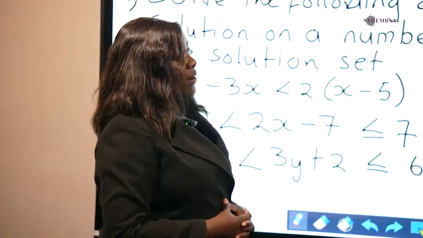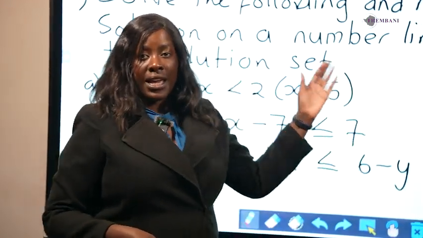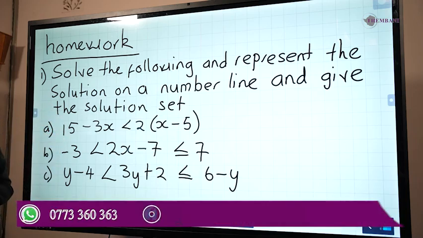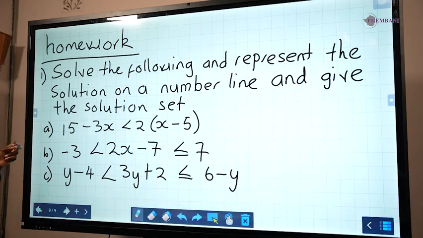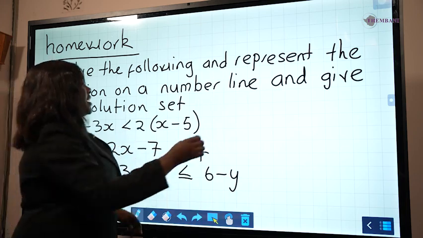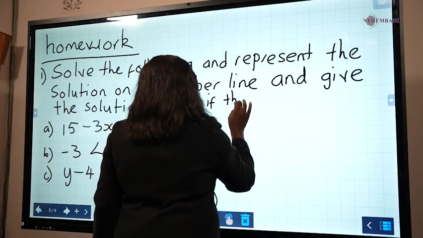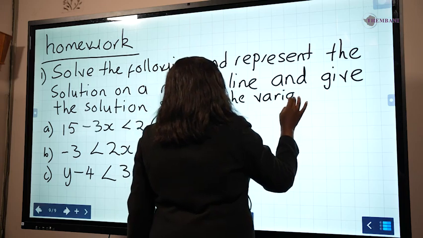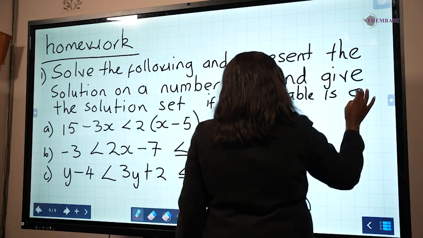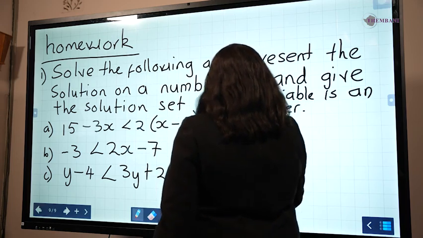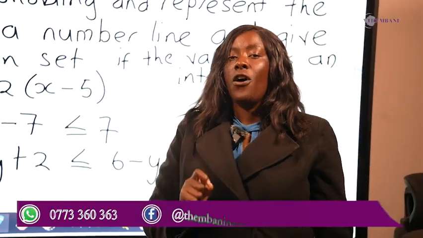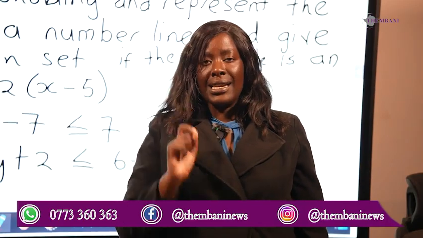We have come to the end of our lesson for today. And I've written here the homework that you are supposed to do. You are just following the things that we are doing, where you are first solving these inequalities. After solving them, you write the solution on a number line. Then from the solution on a number line, give the solution set if the variable is an integer. Remember, I said an integer is a positive or a negative whole number, including 0.